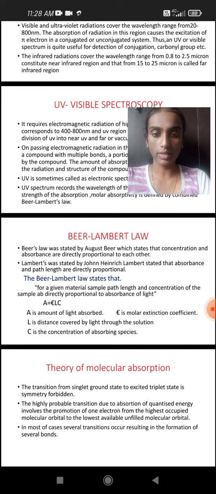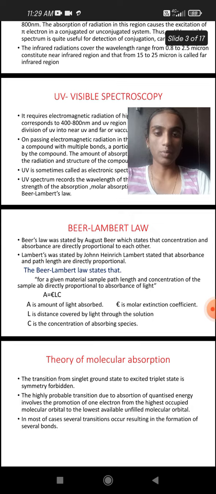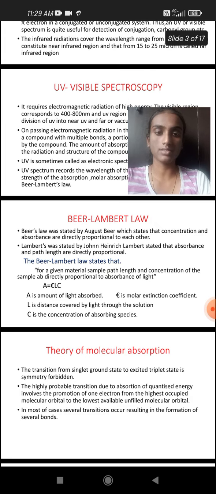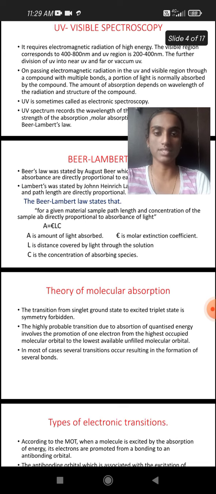A is equal to epsilon into L C. A is the amount of light absorbed, epsilon is the molar extinction coefficient, L is the distance covered by light through the solution, and C is the concentration of the absorbing species.